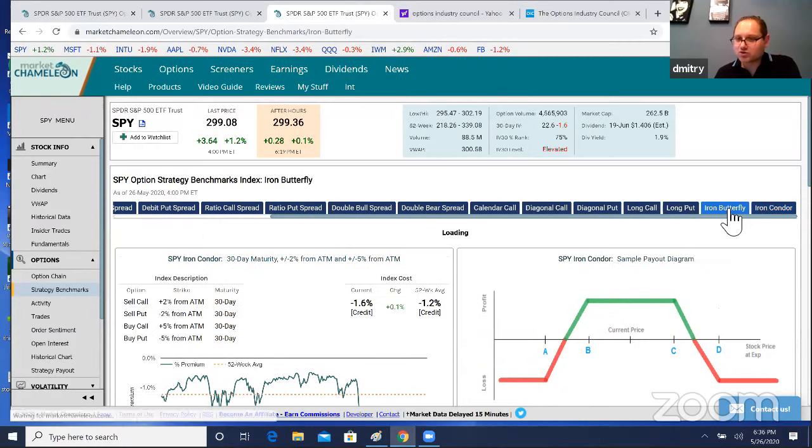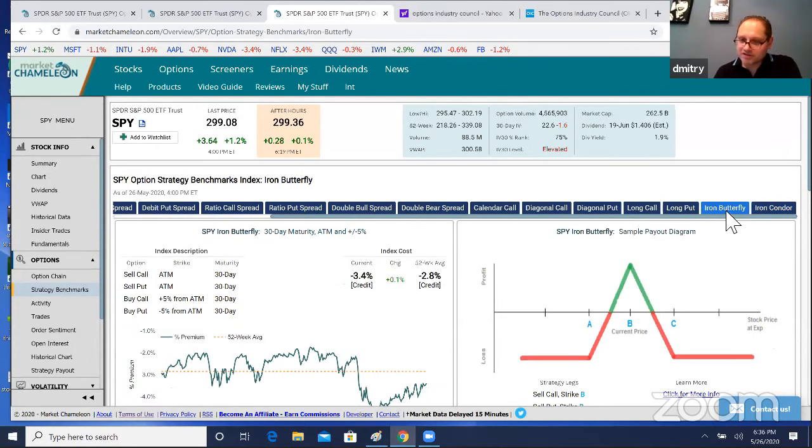Iron butterfly is similar, except then you have this peak. So if you have a specific price that you feel really good about, that it's going to close around there, then you could do a butterfly where you're selling the put spread and selling the call spread. That B strike is your starting point. So you're selling a put and selling a call at that B strike, and then you're buying a wing at C and buying a wing at A.